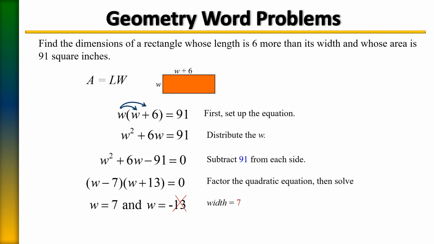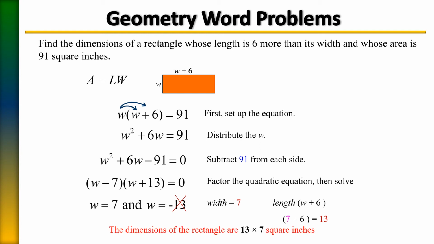Now, to find the length, if we look up on the visual that we drew of the rectangle, the length, the long side, is w plus 6. We just found out that w was 7. So if you do 7 plus 6, you will have the length, and the length is 13. Now, yes, of course, it gave you the same number as you originally had. It just gave you the positive of it. So keep that in mind. Yes, you'll throw out the negative, but once you plug it in, it will give you the positive of that number. The bottom line is the dimensions are 13 by 7 inches.